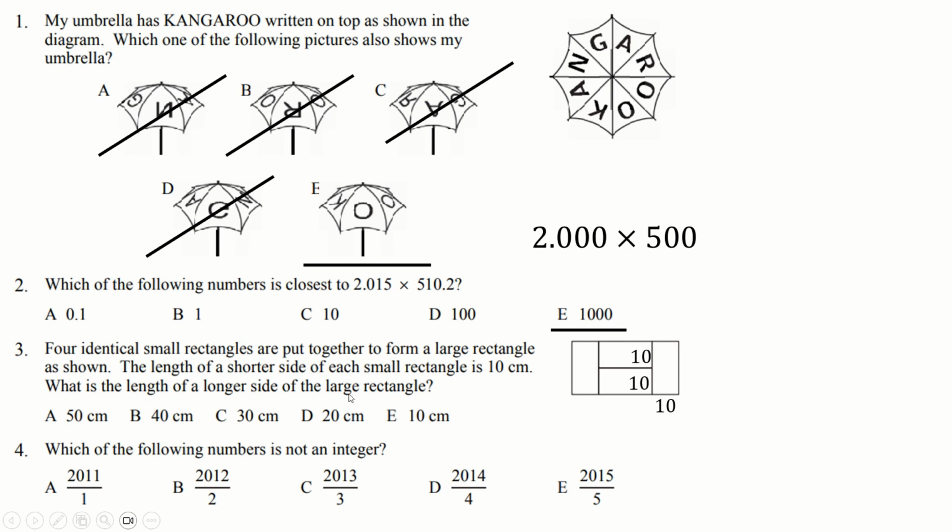And read the question carefully. What's the length of the longer side of the large rectangle? So we're looking for this whole thing here. Well, if the long bit is 20 there, that makes 10 plus 20 plus 10 to make 40 in total. Just read the question carefully.